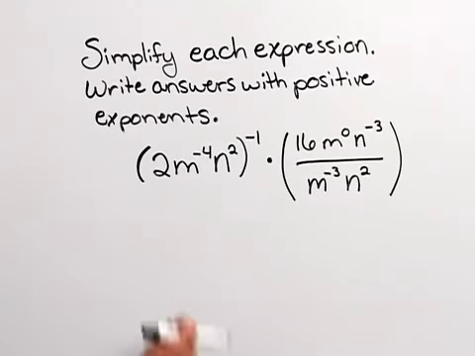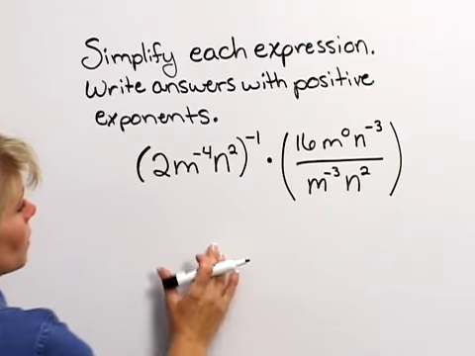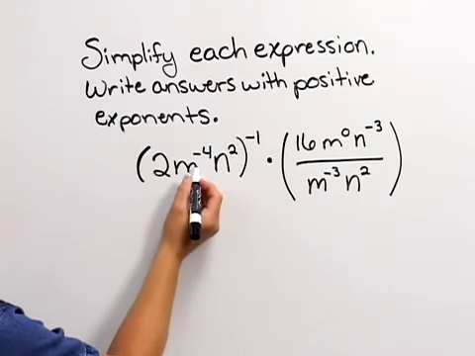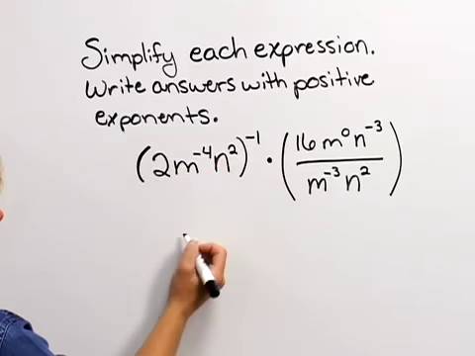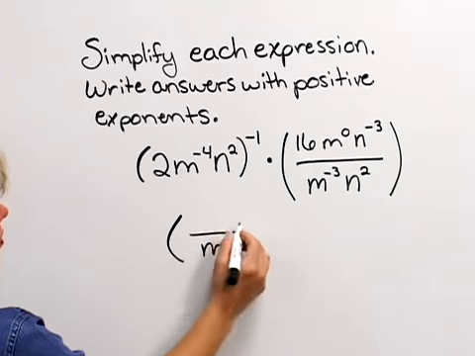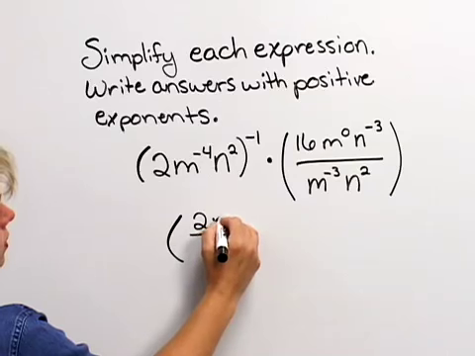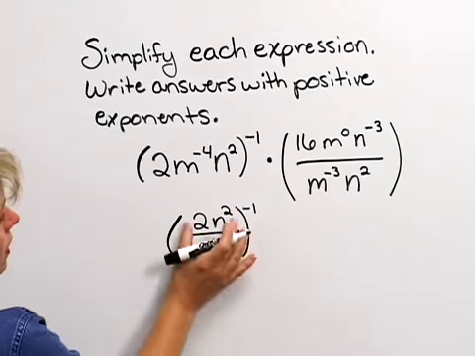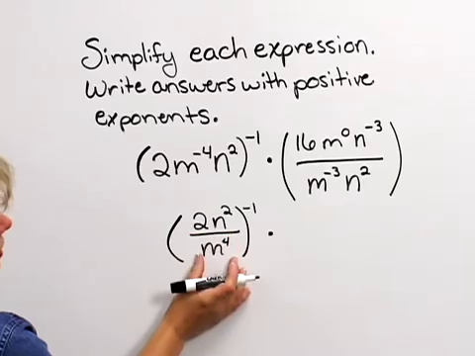For this problem, let's first simplify the inside of our parentheses for both this one and that one. Starting with this one, notice we have a negative exponent on our m, so we can go ahead and take the reciprocal of just the portion that has the m. That will give us an m to the fourth in the denominator. The 2 and the n squared do not have negative exponents on them inside the parentheses, so they will stay in the numerator. That takes care of any negative exponents inside.